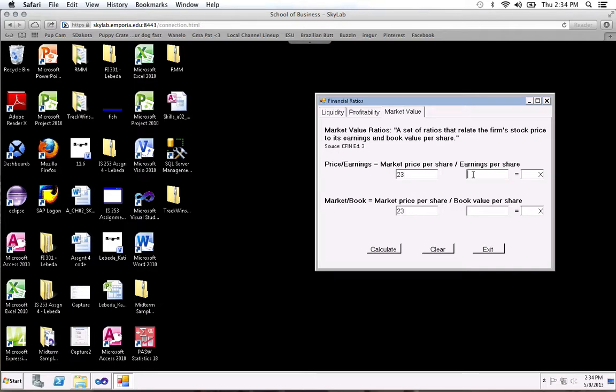and then set the earnings at $2.60 per share, and how about the book value per share as $17.80. Now let's calculate it. And so there is the ratio for the price earnings and the market book. And then we can clear it out and start over if we needed to.